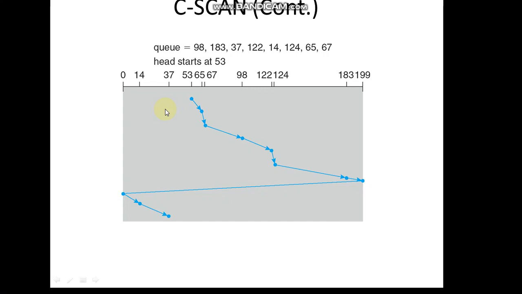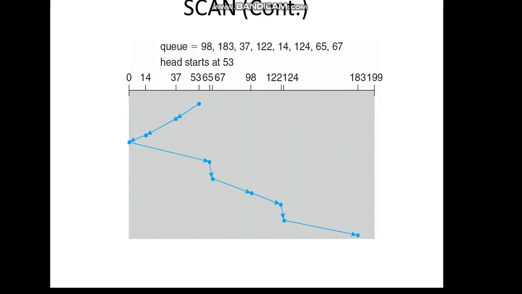I'll just explain it again. In SCAN, it is moving towards either left or right. So in this case it is moving towards the left, and once it reaches the beginning, it goes back towards the right hand side. But on the return trip also, if it has any requests, it is servicing them, like 65, 67, all of those, till 199, whatever requests are arriving, all are serviced. So there is no need to go back to the left here.